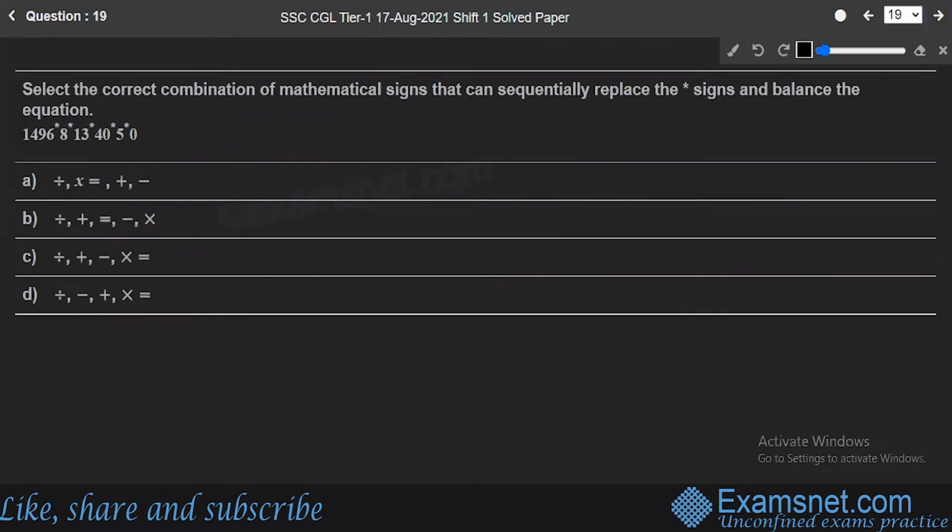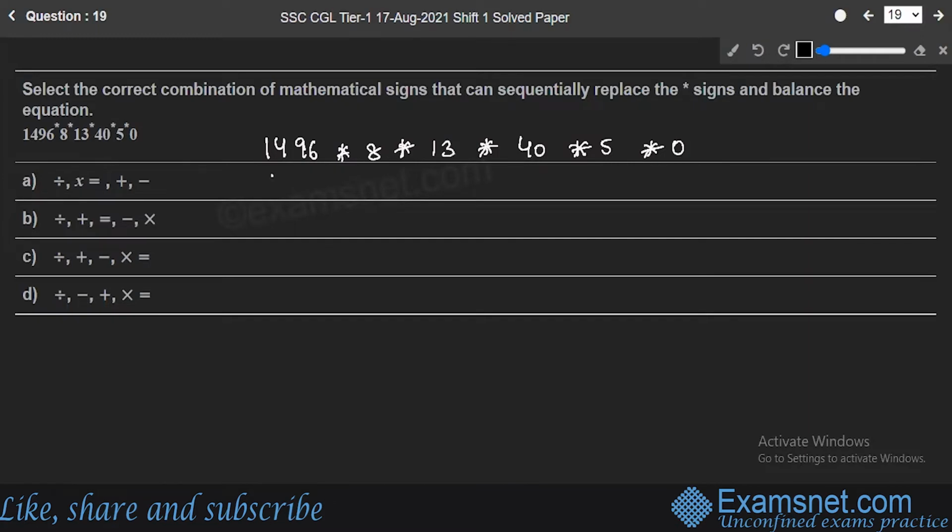Question number 19, you have to select the correct combination of mathematical signs that will sequentially replace the asterisk signs and balance the equation. So you are given this equation and you have to choose from A, B, C, D, which will be the correct sequence of the operators. So let's go with this one. First of all, let's write this: 1496 asterisk 8 asterisk 13 asterisk 40 asterisk 5 asterisk 0. Okay, so let's fill in all the options one by one.